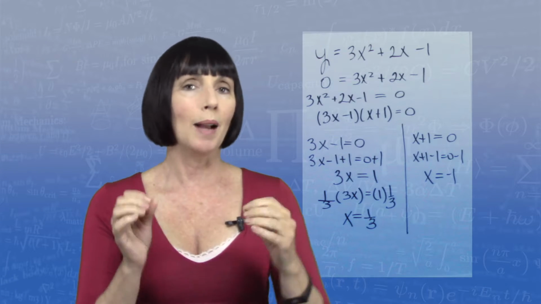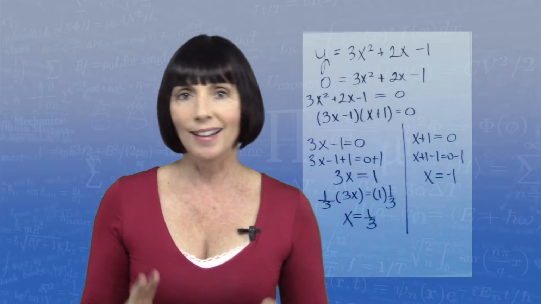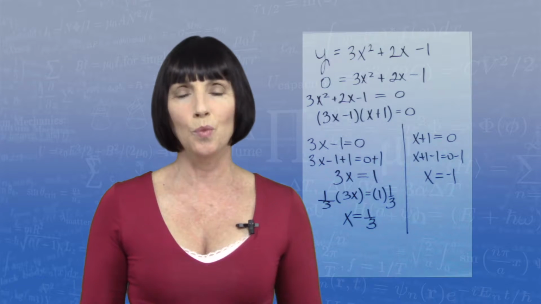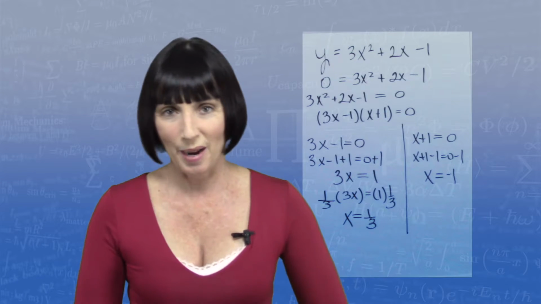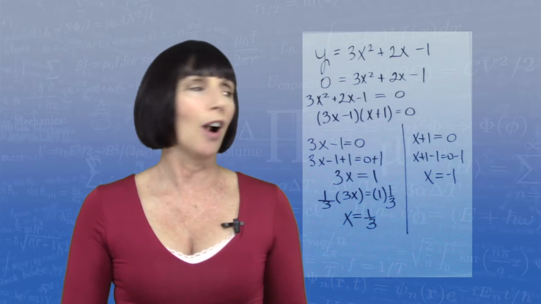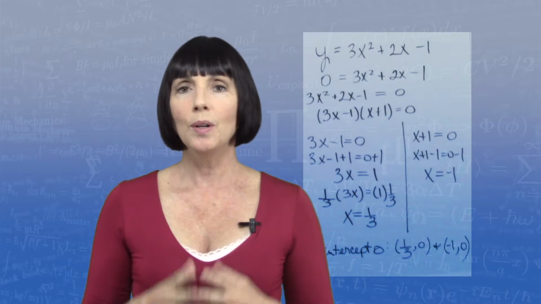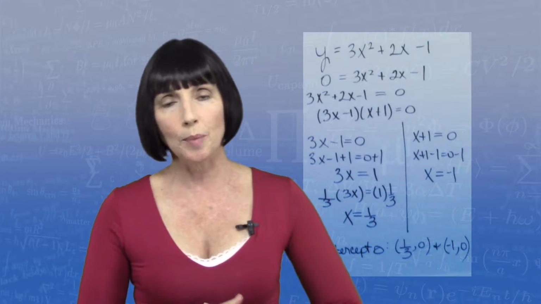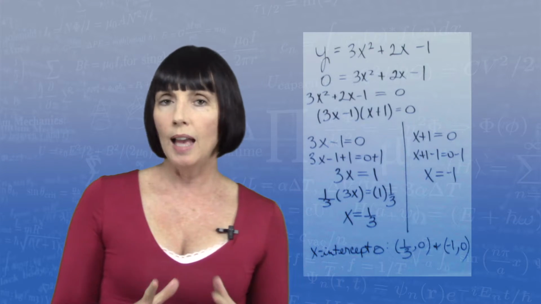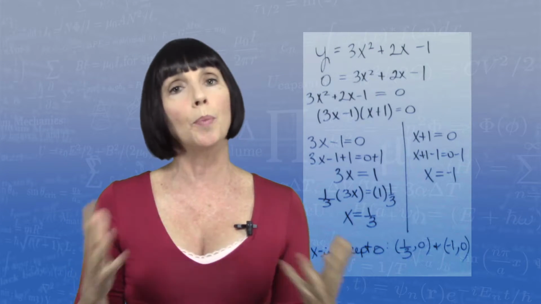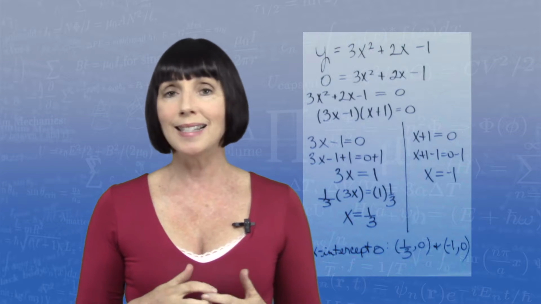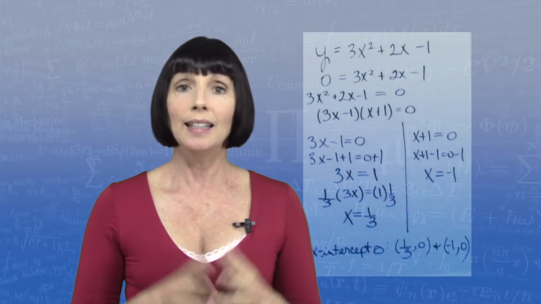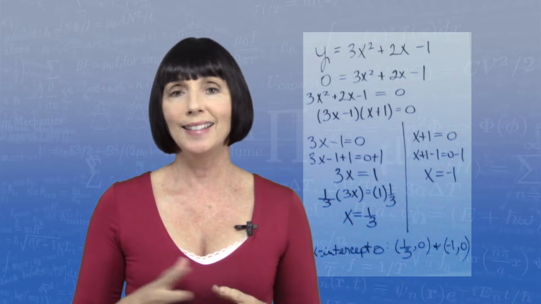Okay, so my x-intercepts are not x equals 1/3 and x equals -1. They are two coordinate pairs. My x-intercepts are (1/3, 0) and (-1, 0). Those are the two x-intercepts for this equation. Don't forget, a quadratic equation describes a parabola, so it crosses the x-axis twice. In this case, at 1/3 and at -1.